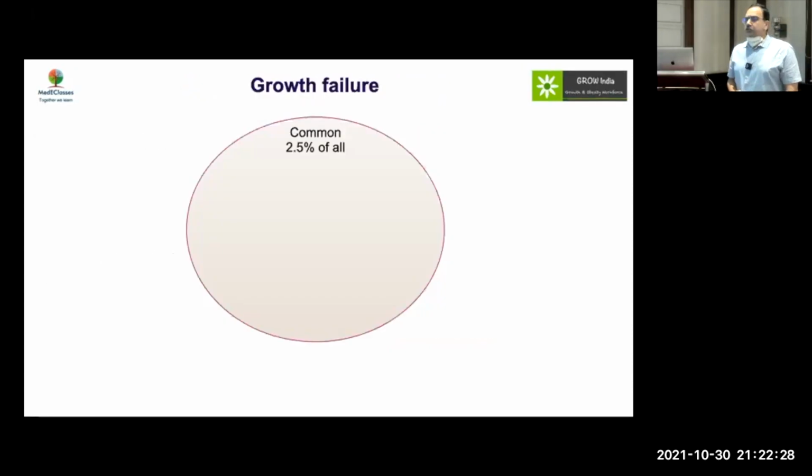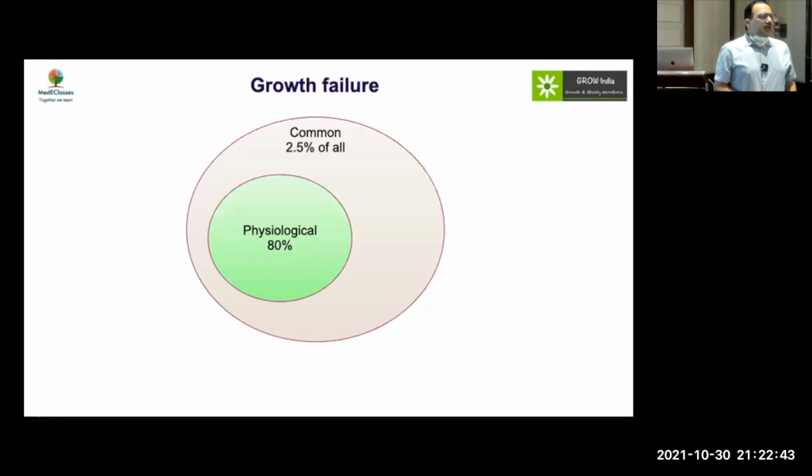Now, growth failure is common. 2.5% of all is the usual prevalence. Dr. Pratik, how many of them are physiological? So if you have 100 children coming to a pediatrician, how many do you think will have a pathological cause? So I would say around 80% will be physiological.